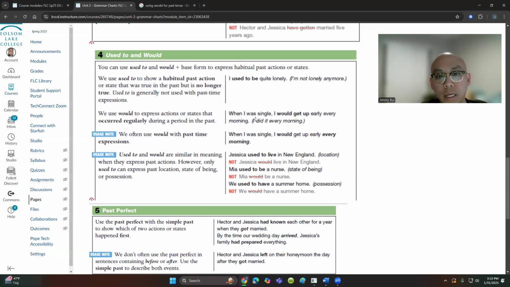So examples, I used to be quite lonely. When I was single, I would get up early every morning. Usage note, we often use would with past time expressions. Used to and would are similar in meaning when they express past actions. However, only used to can express past location, state of being, or possession.